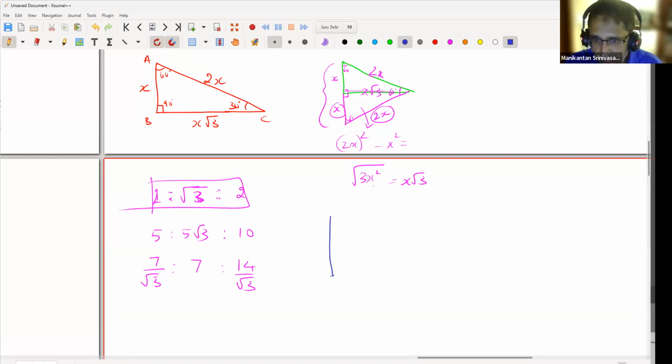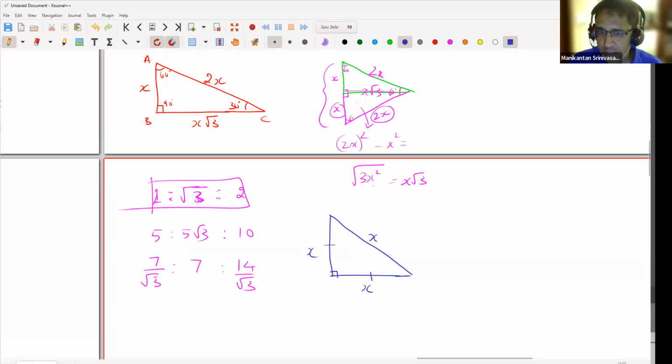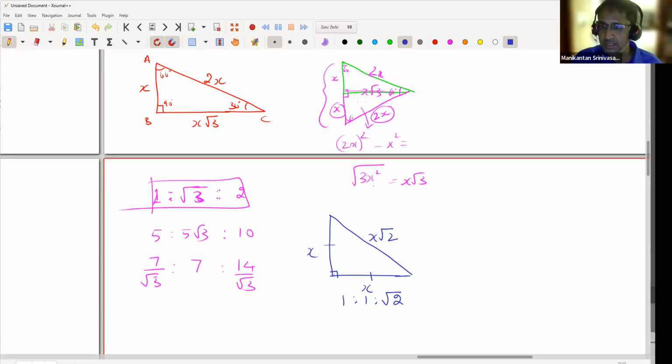Okay. 45, 45, 90 is another important triangle. So which is right angle and isosceles. We went over that, right? So if this is right angle and isosceles, let's say this is x, then this becomes root of x square plus x square, which is x root 2. So the ratio of the three sides is 1 is to 1 is to root 2 in an isosceles right angle triangle.